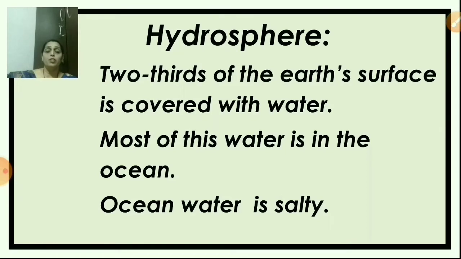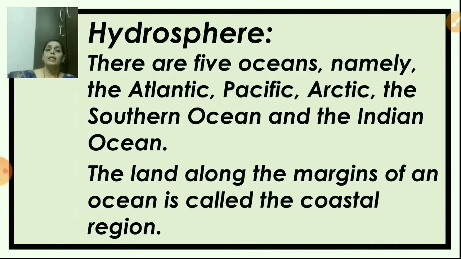And most of this water is in the ocean. Very good. Ocean water is salty. Salty means in Hindi, namkeen. Next, there are 5 oceans, namely the Atlantic Ocean, the Pacific Ocean, Arctic Ocean, the Southern Ocean and the Indian Ocean. Now the land along the margins of an ocean is called the coastal region. It means the land near the ocean is called the coastal region.